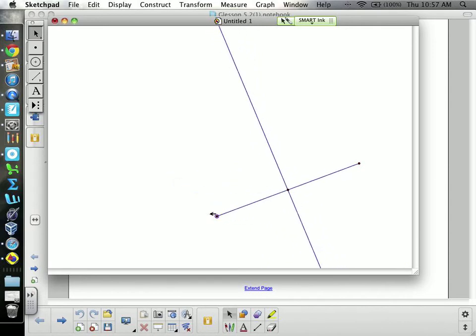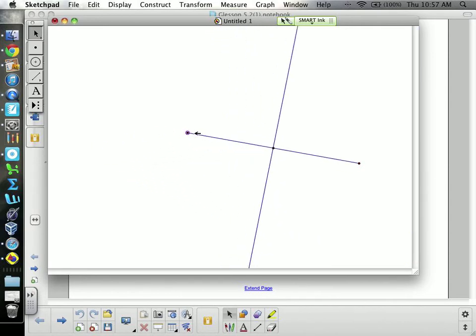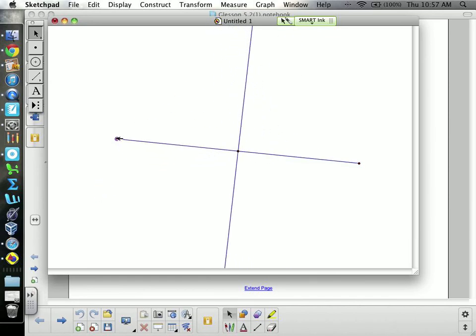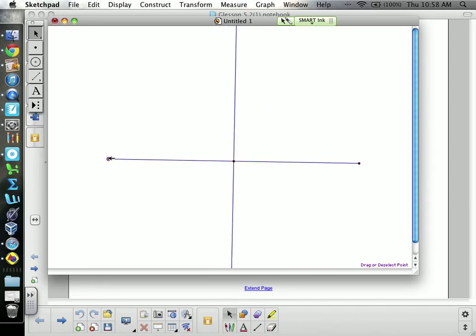It doesn't matter where I move the segment. It doesn't matter how long or short I make it. That point is always at the midpoint. That is always a right angle between the two. Okay? So we first need to start with a basic understanding of what a perpendicular bisector is.